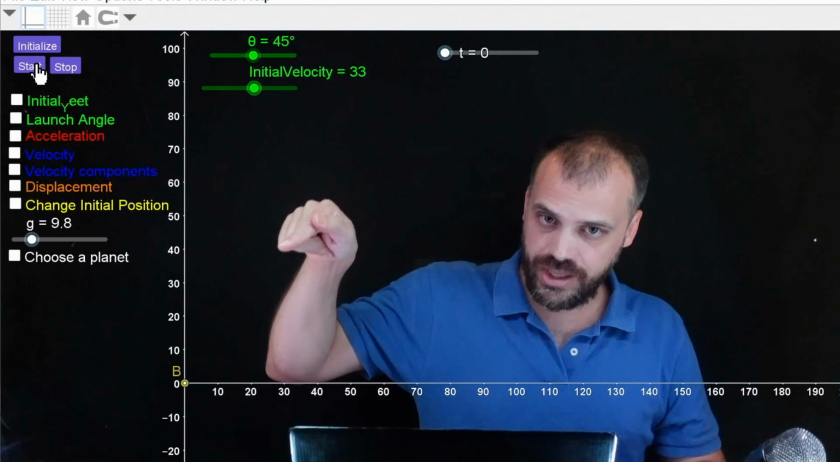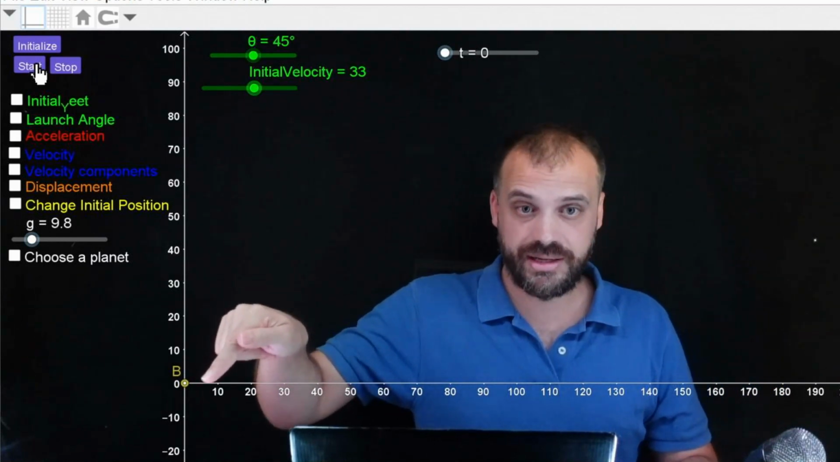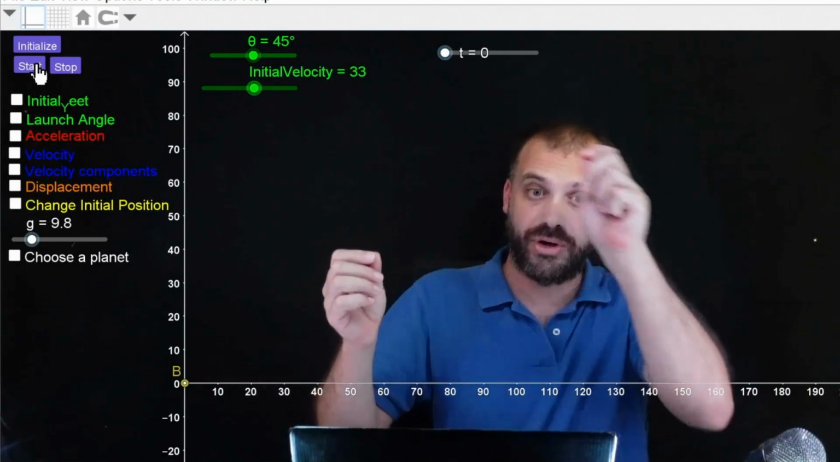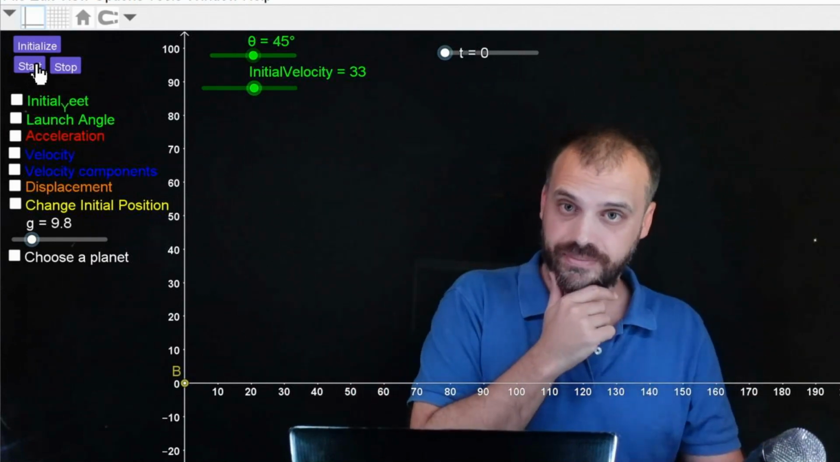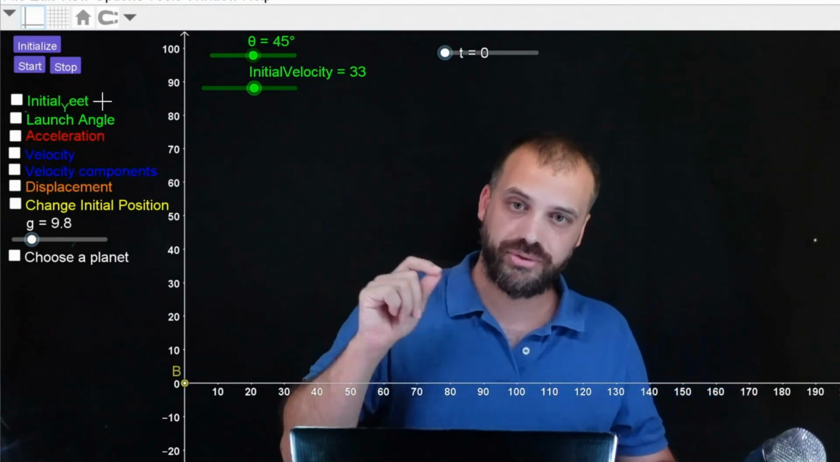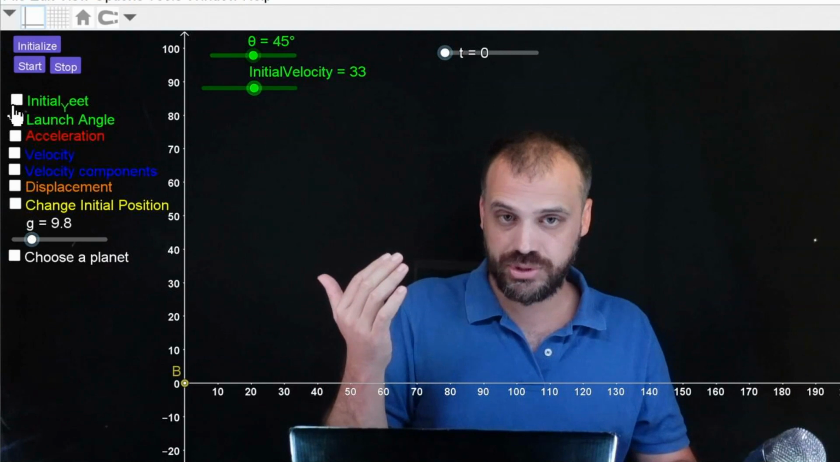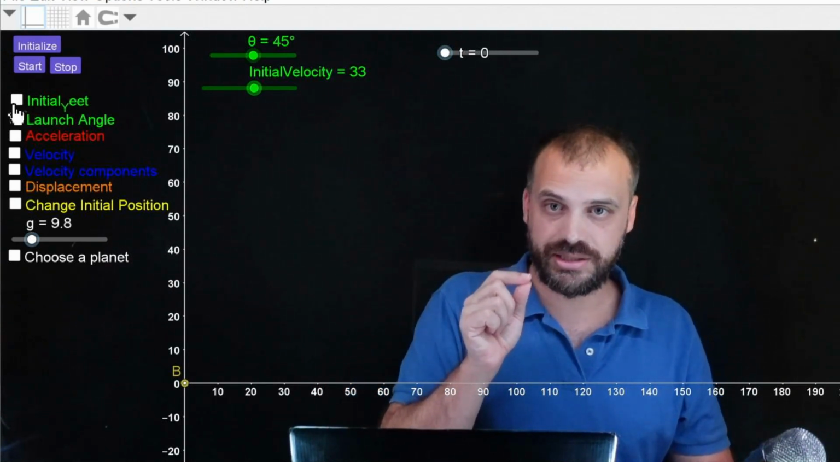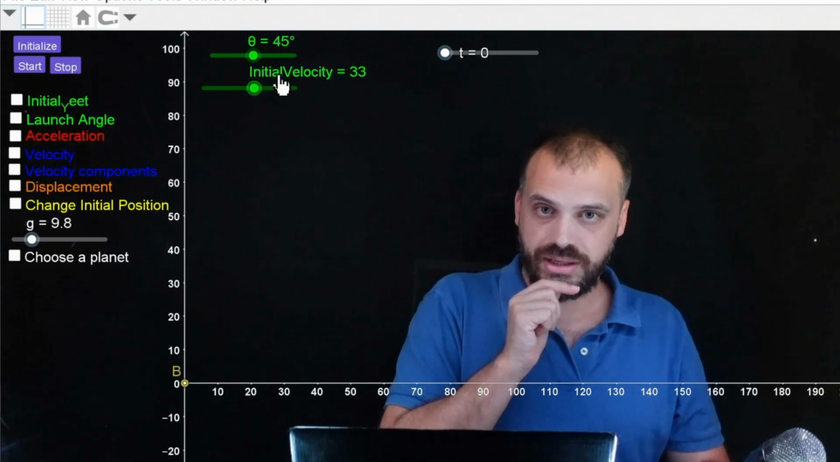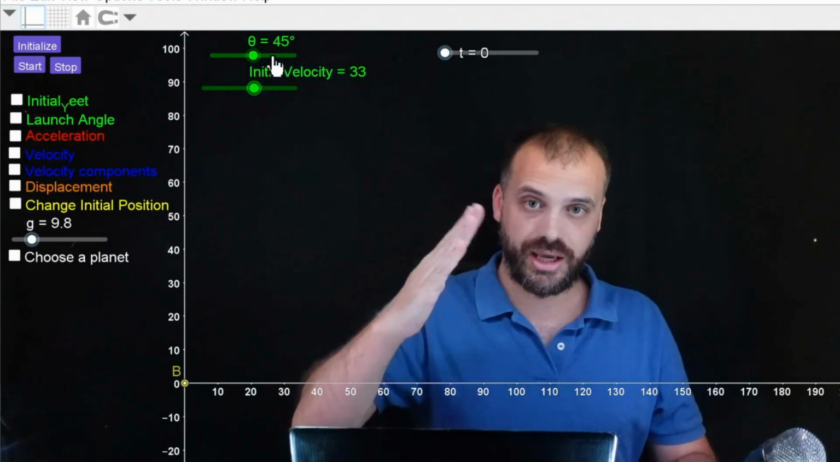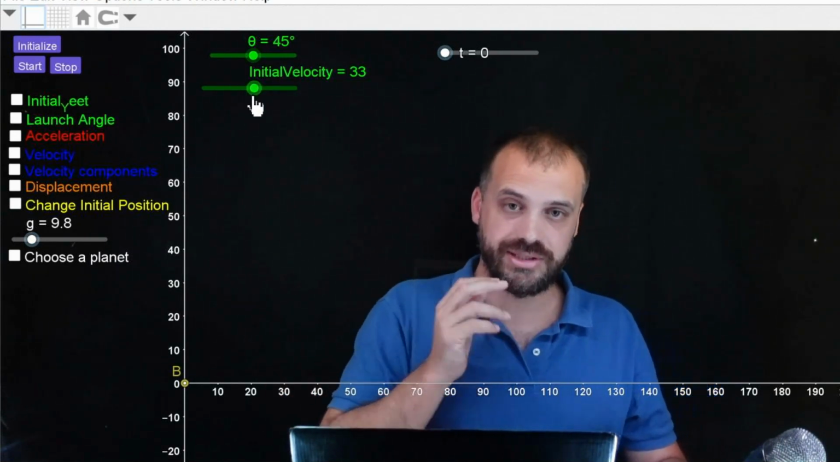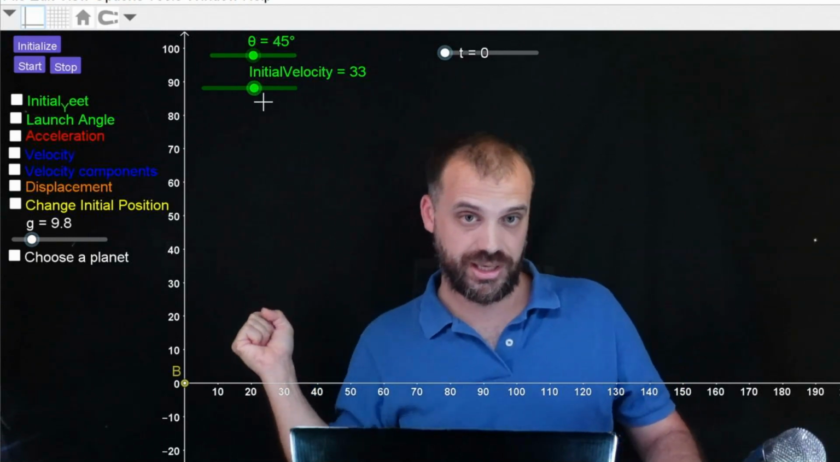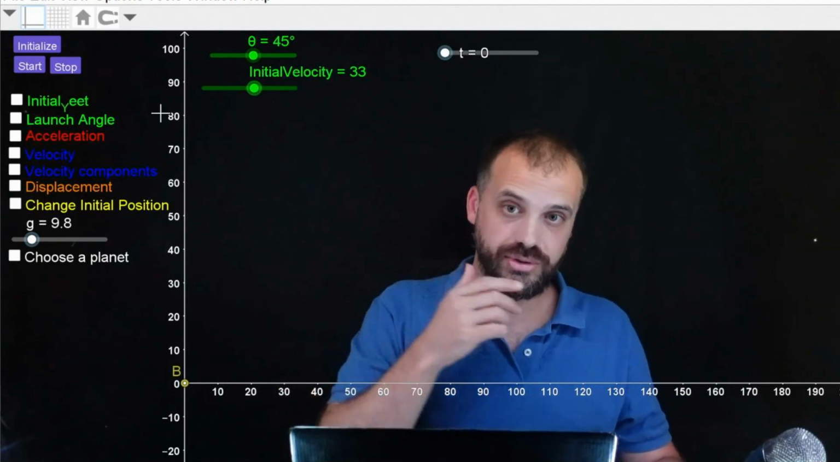So we have a body, and that is the B for body. We're going to throw that across our paddock. Now, when you are throwing something, when it comes to projectile motion, there are two things that you need to be considering. There is the launch angle, and there is the initial velocity, how hard you throw this object.